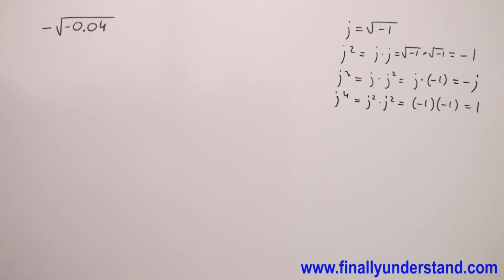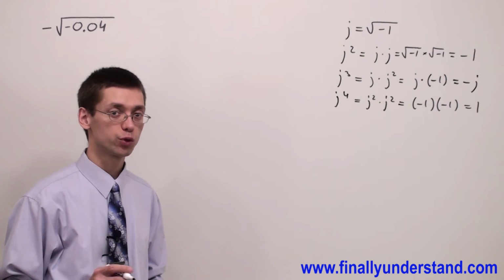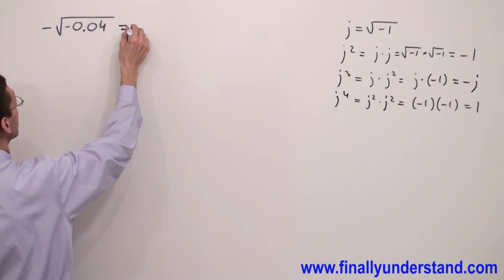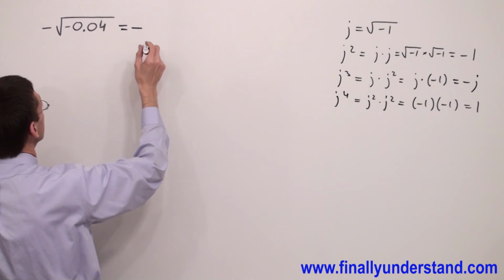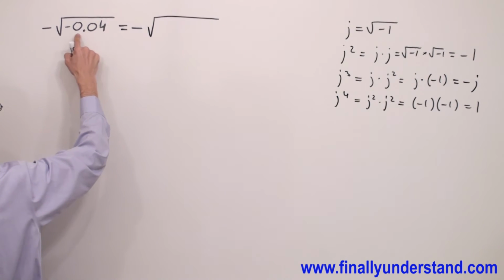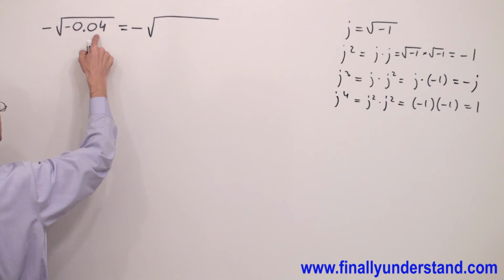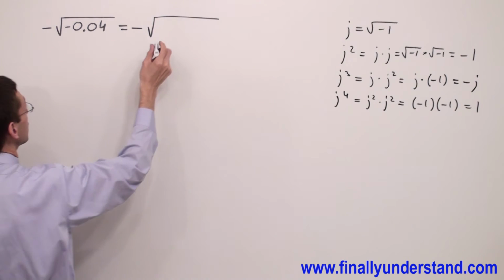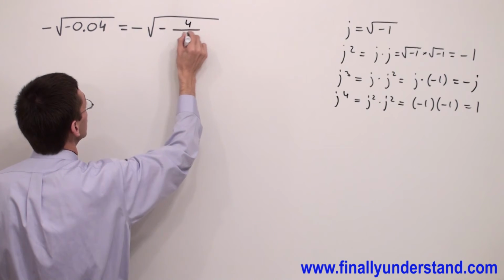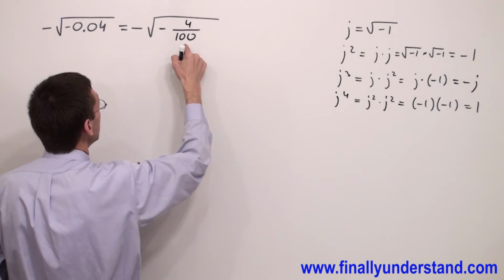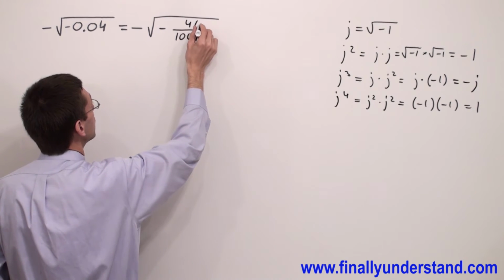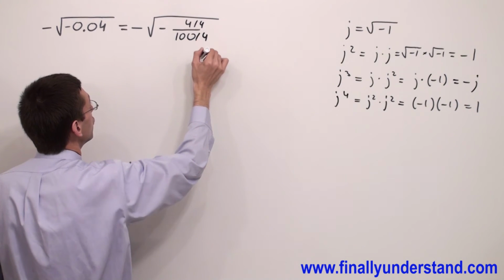Let's take a look at this example. The very first thing we're supposed to do is copy down this negative sign. Next, I'm supposed to simply convert the decimal form of this number to a fraction. Copy down the negative sign, and this is 4 hundredths. Next, we're supposed to reduce this fraction. 4 and 100, both of them are divisible by 4.